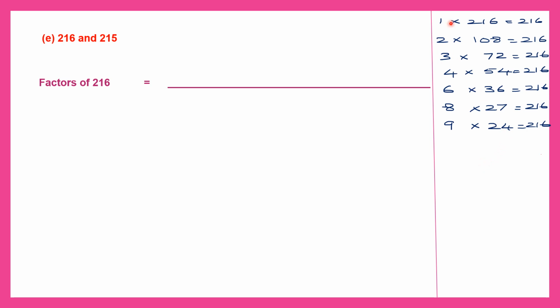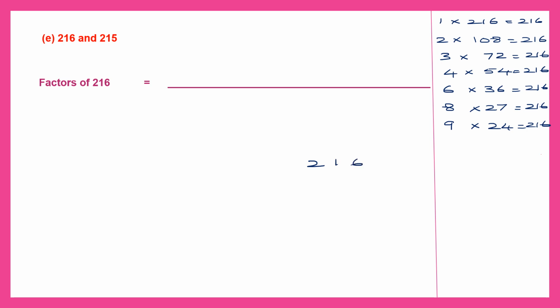We'll continue to check. So we did 1, 2, 3, 4. We checked 5, 6, 7, 8, 9. We checked 7 also. Now let's go to 10. Now 216, is it divisible by 10? No. If it is divisible, the last digit should be 0. Okay, now is this divisible by 11? Let's check and see. Take 216. Is this divisible by 11?